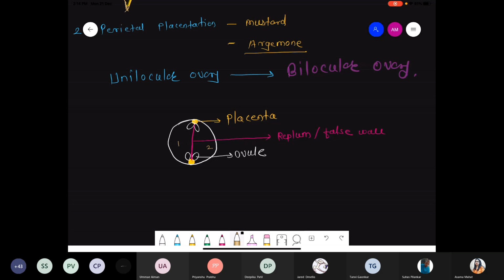But slowly, now what happened? Between the two placentae, or the two edges, or the two poles of that ovary, between that, there is a formation of the false wall, and that false wall is simply called replum. Question, and please remember, replum is very common in the case of the mustard seed.